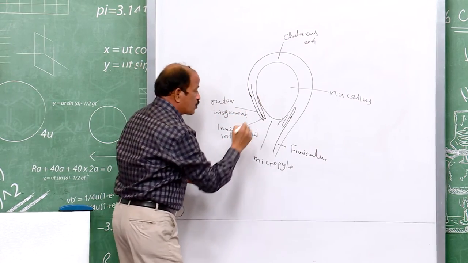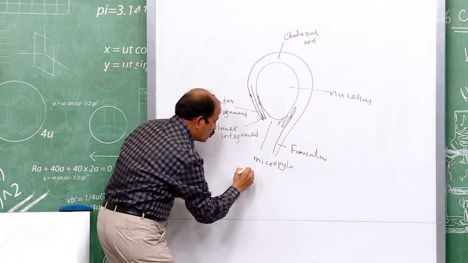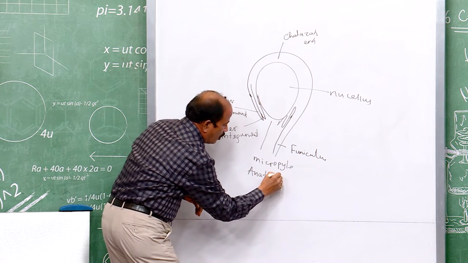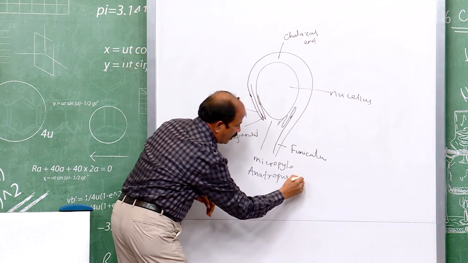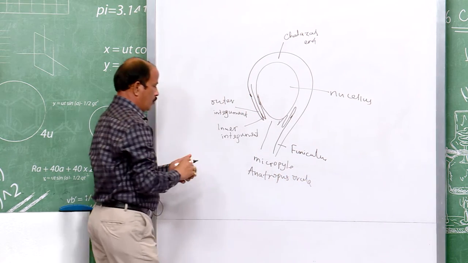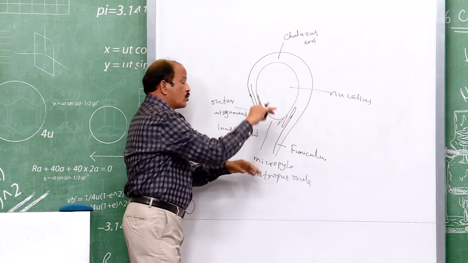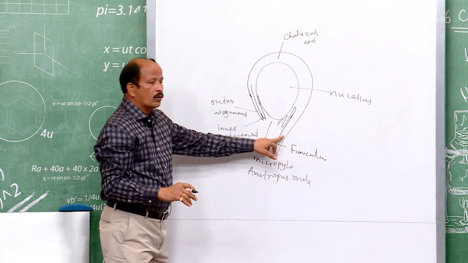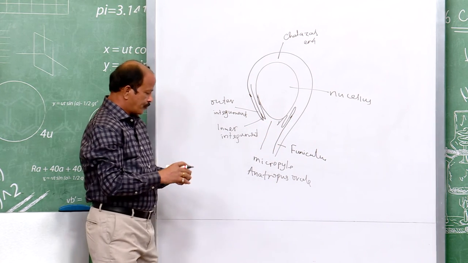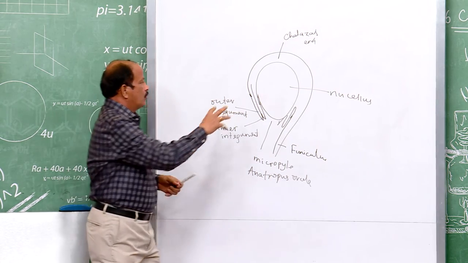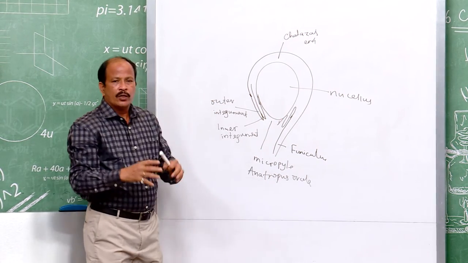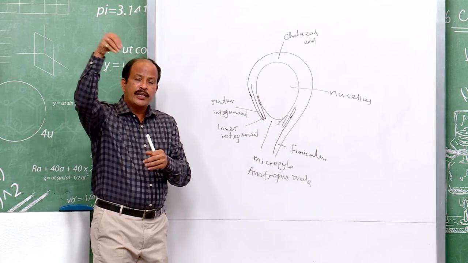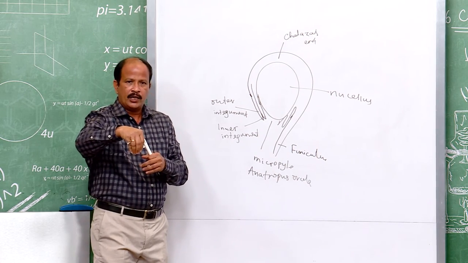Now, 70% of the angiosperms have this kind of ovule, and this is your anatropous ovule, where the ovule is curved in such a way that the micropyle is near the funiculus. Now, this ovule is the structure of the sporophyte. It is deep seated in the ovarian cavity.